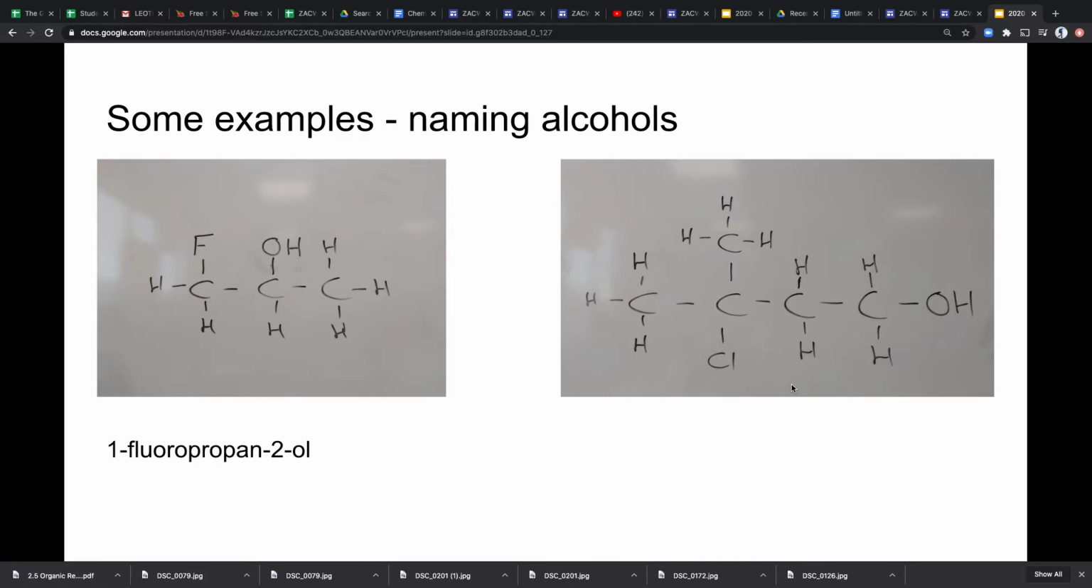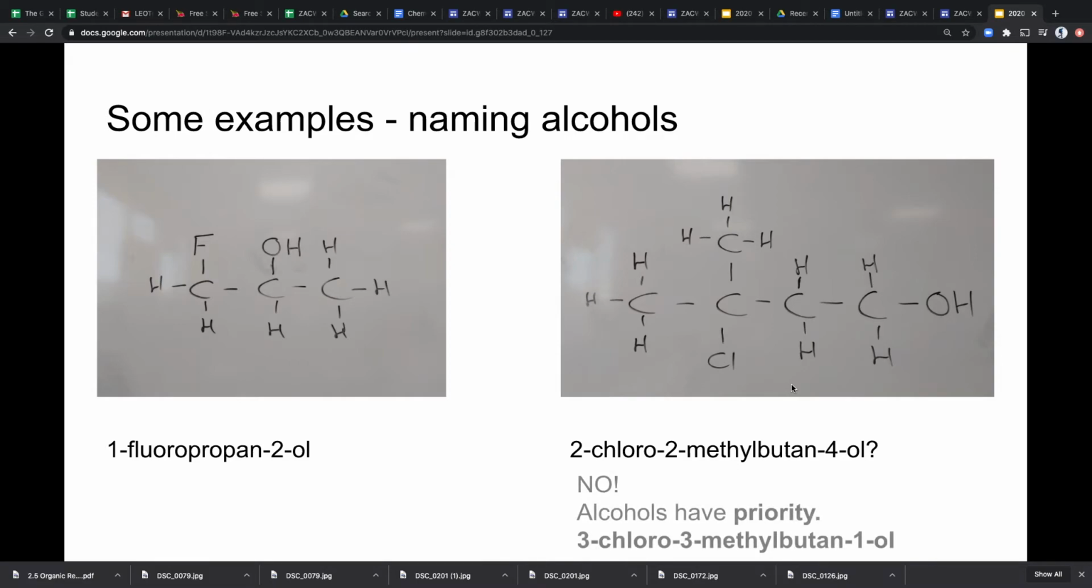Except there's a twist, and this is the final rule about alcohols. Alcohols are a big boss, and they're like, I'm more important. I have priority. So the actual answer is 3-chloro, 3-methylbutan-1-ol. They're like, I have priority. You must start numbering the carbon chain from the end closest to me.